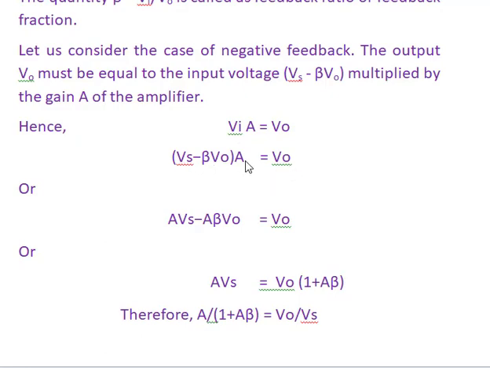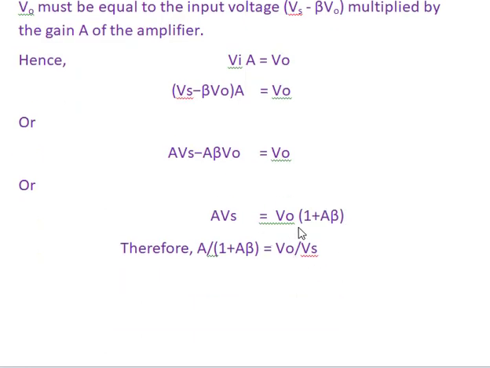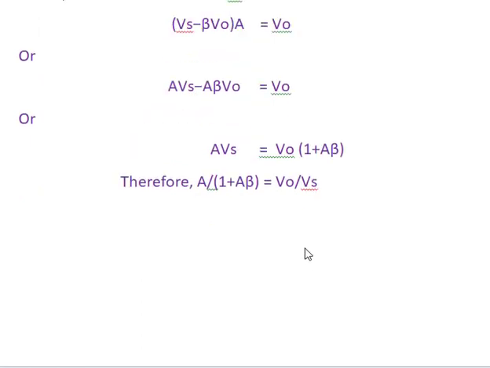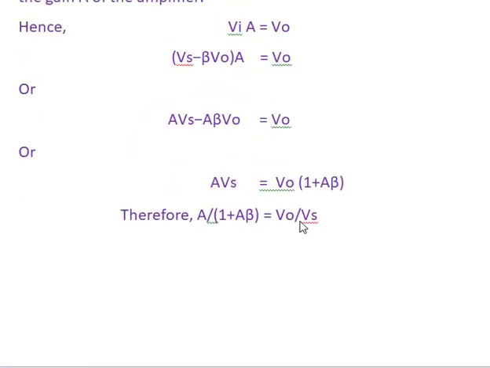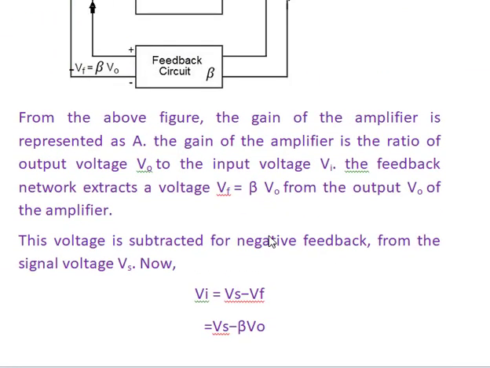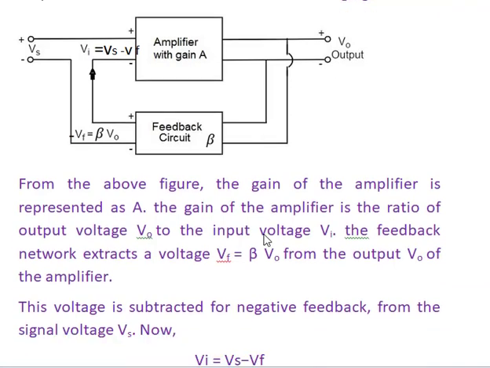Multiply the A with this: A Vs minus A beta V output is equal to V output. The V output components are taken to one side. So A Vs is equal to V output into 1 plus A beta. Divide by 1 plus A beta, so V output by Vs is nothing but the gain. This gain, V output by Vs, is equal to A by 1 plus A beta. It is the gain of the feedback amplifier.